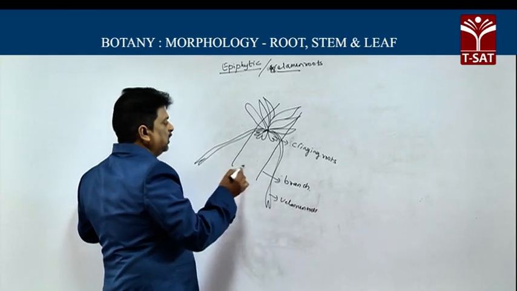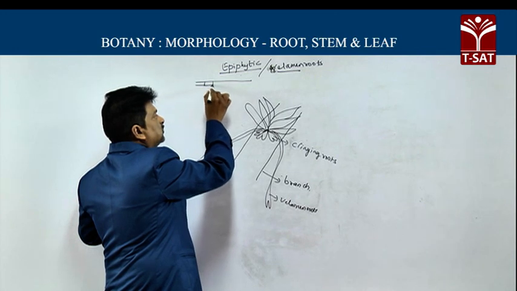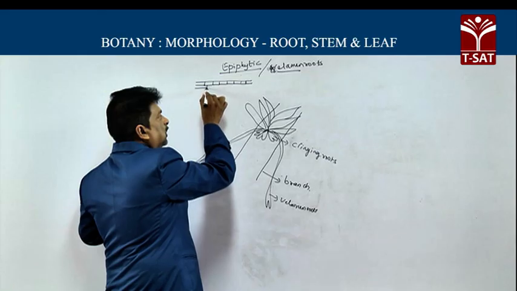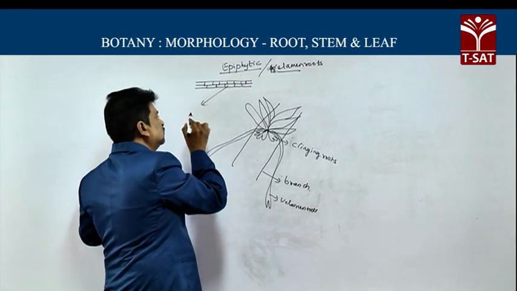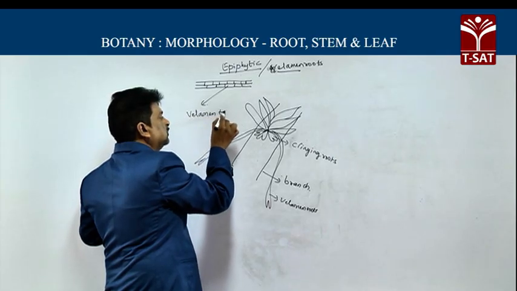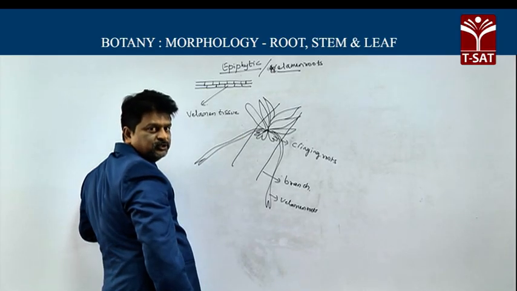Actually, in velamen roots, the root epidermis is multi-layered, dead, hygroscopic, and acts like blotting paper. Such tissue is called velamen tissue. And this velamen tissue absorbs moisture from air.